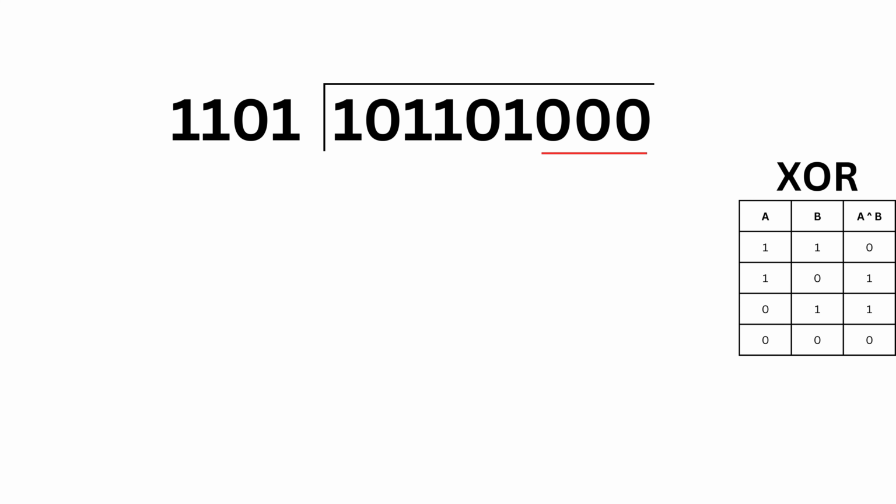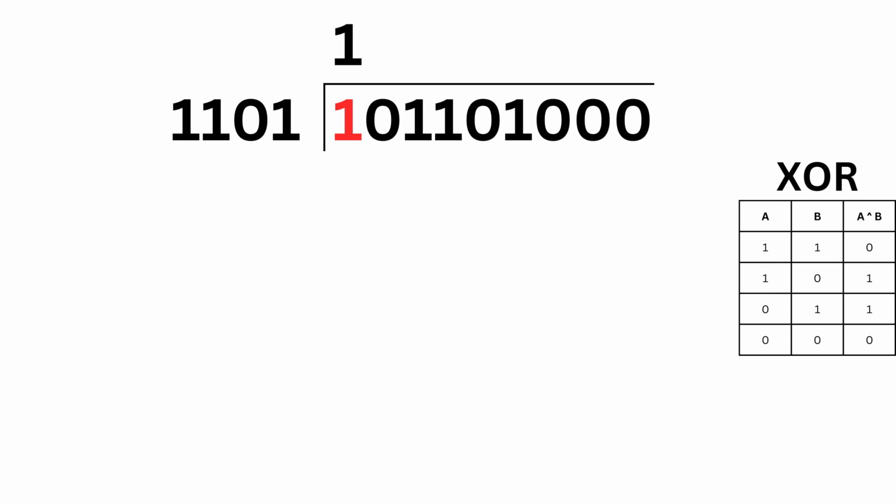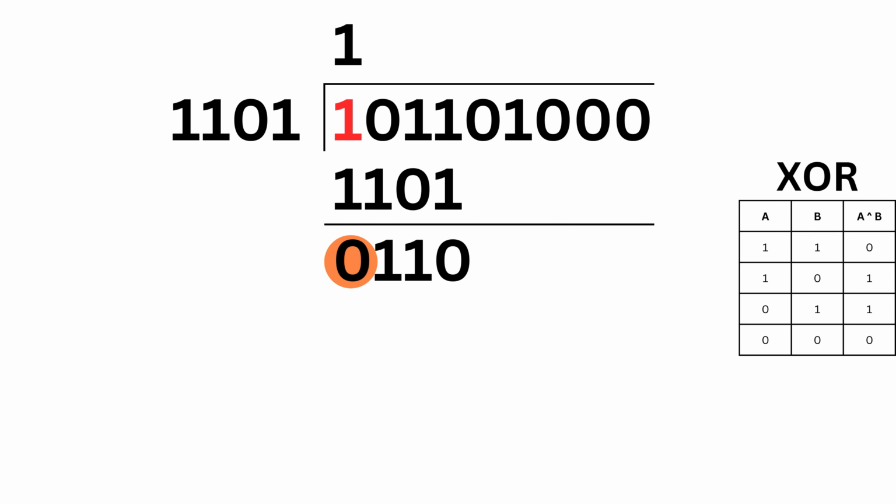Now, if your first digit is 1, multiply the divisor by 1 and do the XOR operation between them, just like this. Refer to this XOR table for the XOR operation. Note that we are not taking the first bit after XOR operation. Instead, we are taking the last 3 bits, because the first bit will always become 0. Once you are done with the XOR operation, we will bring down the next bit for the next XOR operation.